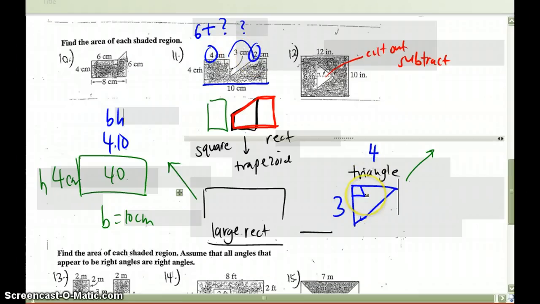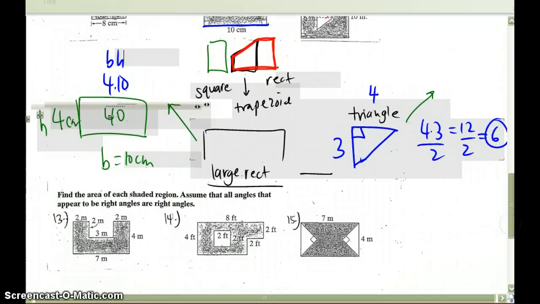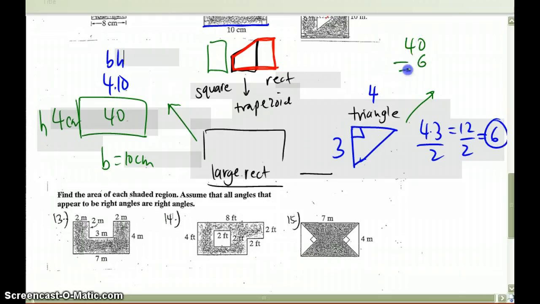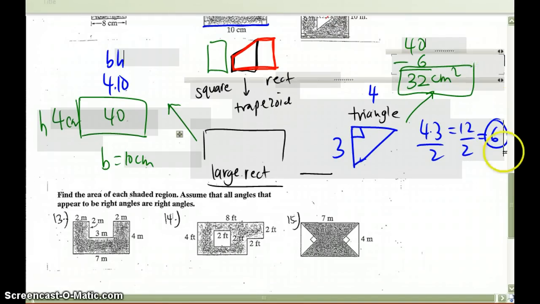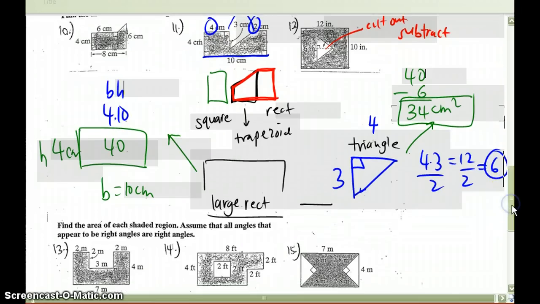So my triangle now, I can use half of the base times the height, so 4 times 3 is 12. And then I'm going to divide that by 2, giving me 6. So now I'm going to take the 40 from the rectangle, subtract the 6, so 40 minus 6 gives me my answer, 32 centimeters squared. I'm sorry, 34. Can't subtract here. 34 centimeters squared. And yes, the answers for 10 and 11 actually turned out to be the same answer. Coincidence.